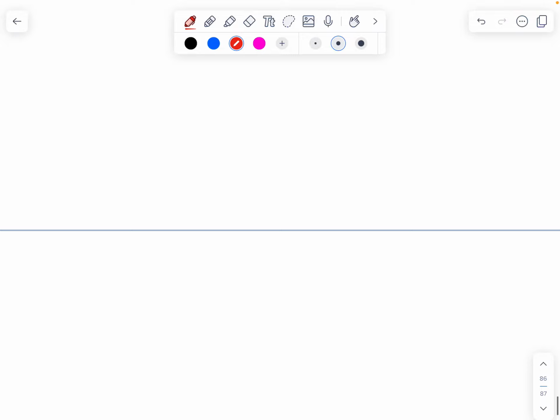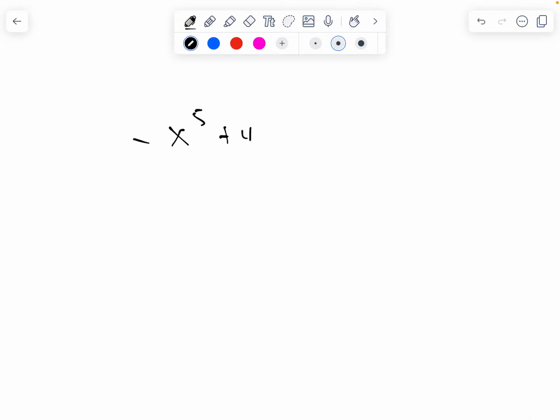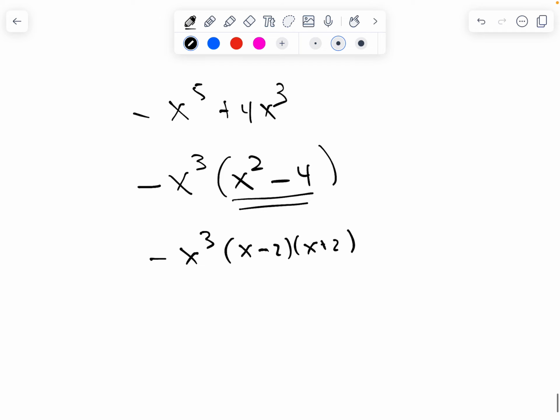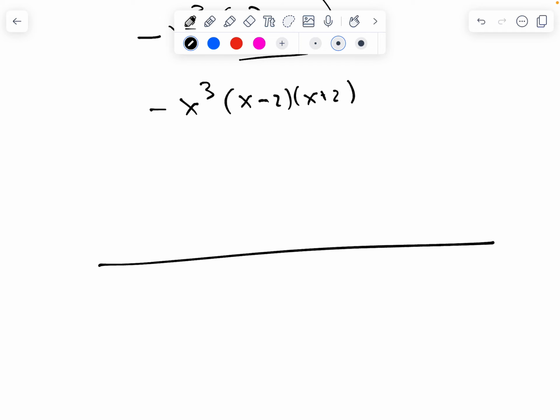Okay, next one. We've got negative x to the 5 plus 4x cubed. And that, let's factor out a negative x to the 3rd. I like to factor out a negative because that keeps this more in the form we're used to seeing. Okay, we have a difference of squares, x minus 2, x plus 2. So let's do our graph here. We've got roots at 0, at negative 2, and at positive 2.